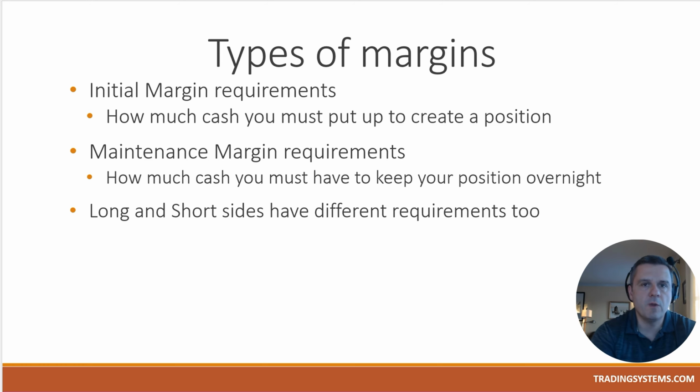Now, types of margins. There's an initial margin requirement, meaning how much cash I need to put up to just open my position during the day. And then there is the maintenance requirement, which is how much money I have to have allocated for that position to be able to keep it overnight. By position, I mean, let's say I decided to purchase 100 shares of Apple stock. And my broker says, well, you need to have at least 16.5% initial margin.